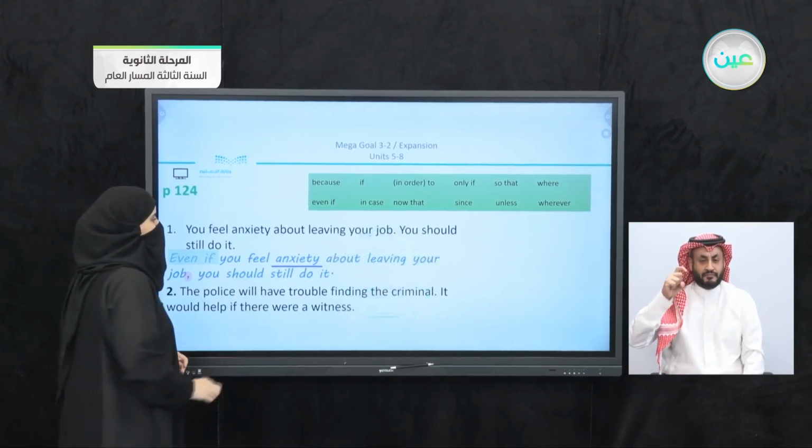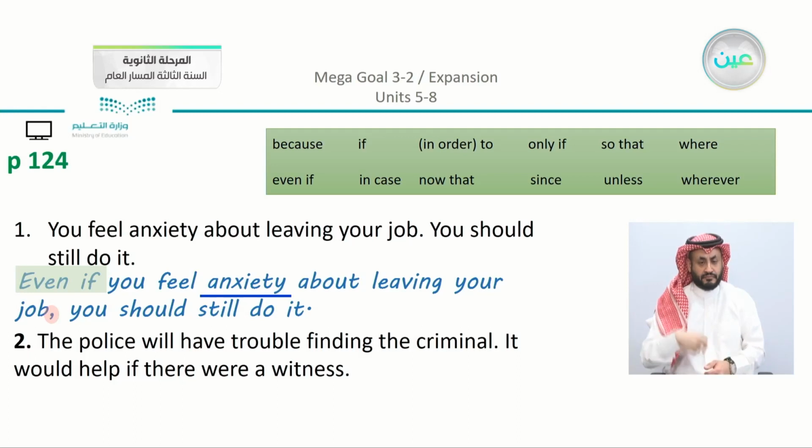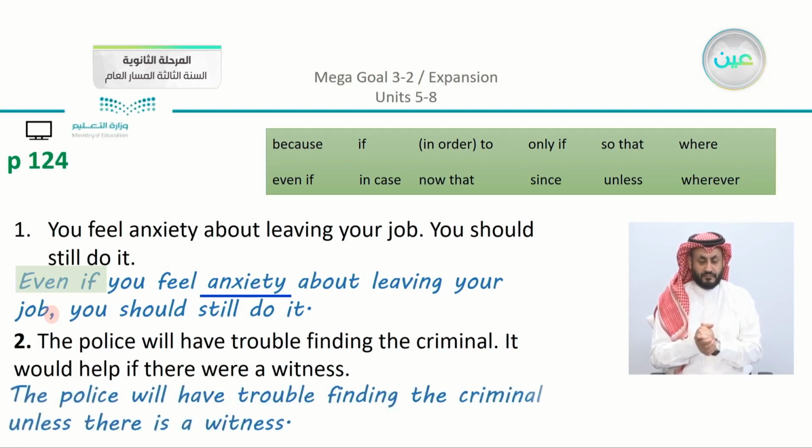Moving on to the second sentence. The police will have trouble finding the criminal. It would help if there were a witness. So here we can combine the sentence by saying the police will have trouble finding the criminal unless, so there is a condition here, unless there is a witness. So we used here the conjunction unless, and also if you can see that we have here the word witness.